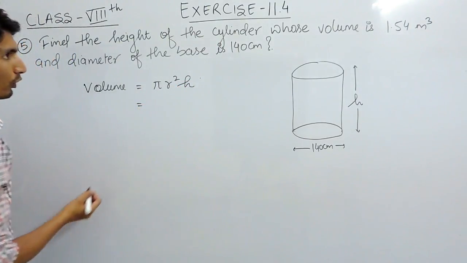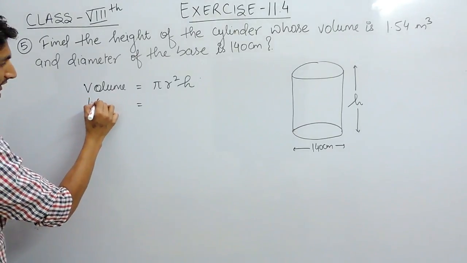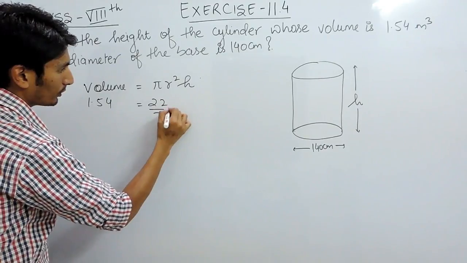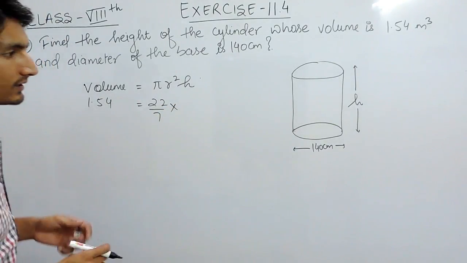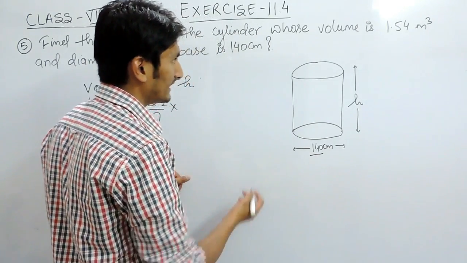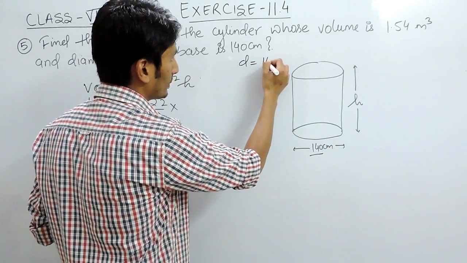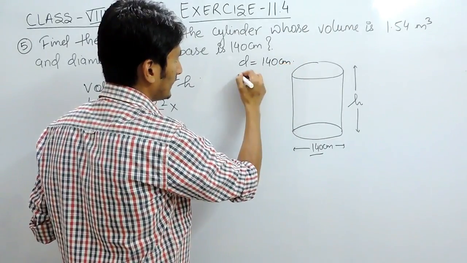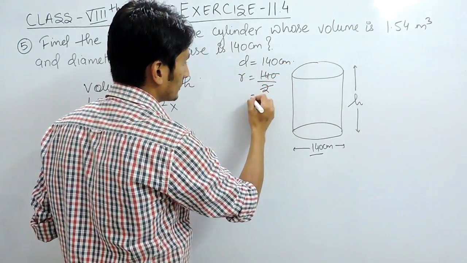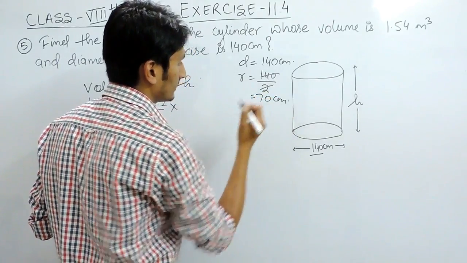and volume is given as 1.54 meter cube. The value of pi should be 22/7, and for the radius, the diameter is 140 centimeter. So clearly radius should be half of the diameter, which is 70 centimeters.